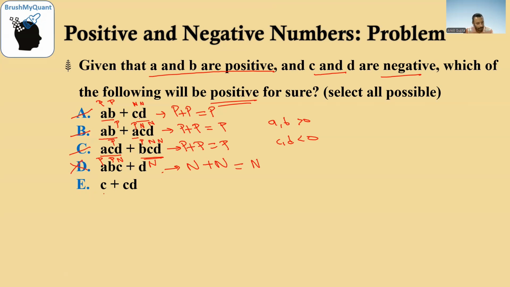Option number E. C is negative, then we have negative multiplied by negative becomes positive. So we have negative plus positive. Now this can be a negative number, this can be a positive number, or this can be 0, right? So we are not sure, but the question is asking which of the following will be positive for sure, right? So that means this option is not correct. So answer will be option number A, B, and C.